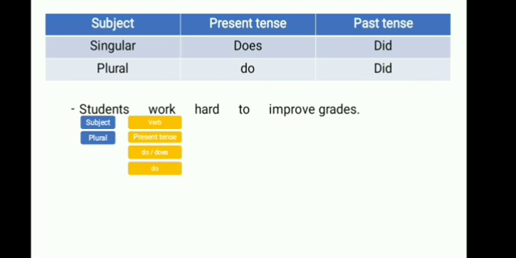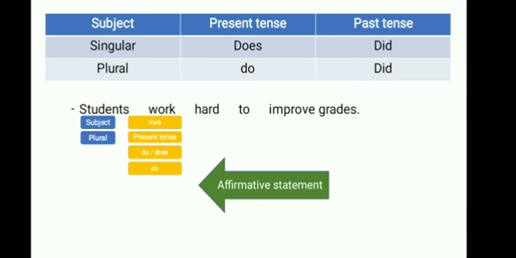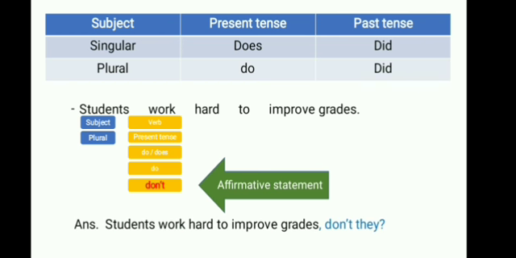So I'm going to make use of do. Now in this, if you pay attention to the sentence, it's in positive, that is an affirmative statement. So if I'm going to make use of do, it should be in negative form, which becomes don't. So my answer to this statement would be: students work hard to improve grades, don't they? Now let's proceed to the next statement.